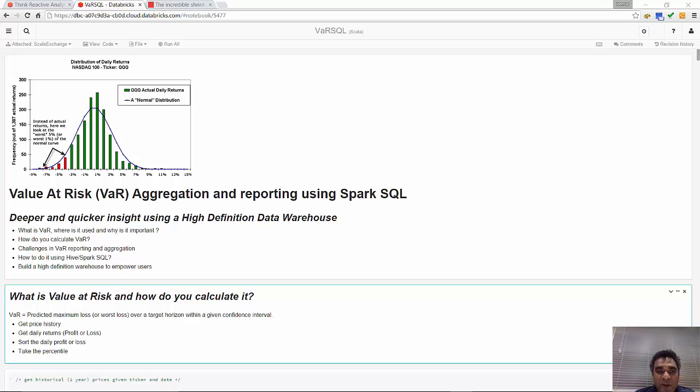So to start off with, I'm going to briefly cover what's value at risk and why it is important. Value at risk is the predicted maximum loss, or the worst loss, over a target investment horizon given a confidence level. And how do you calculate value at risk?